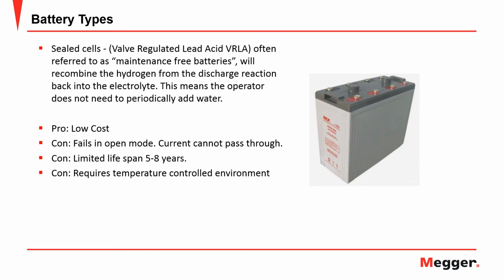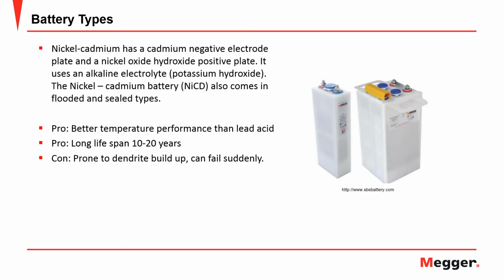NiCad batteries. NiCad batteries are a different animal. They do not have an acidic electrolyte. They have an alkaline electrolyte, which gives them a different discharge profile. If you ever use them, you'll notice that when you're discharging them, the voltage holds pretty steady throughout most of the discharge and then drops really quickly at the end.